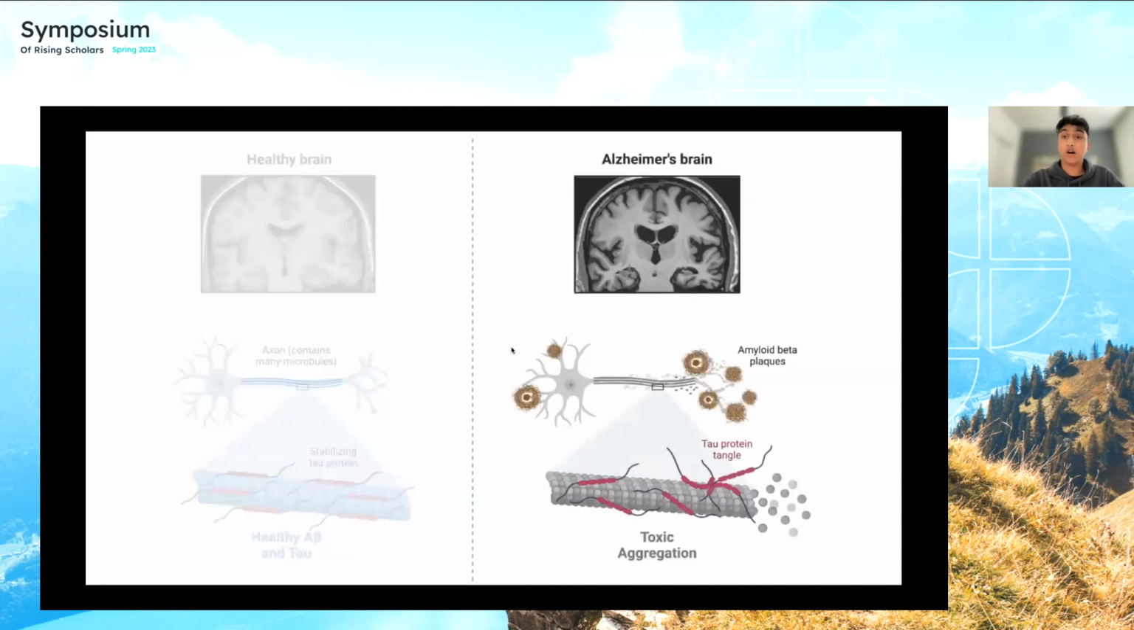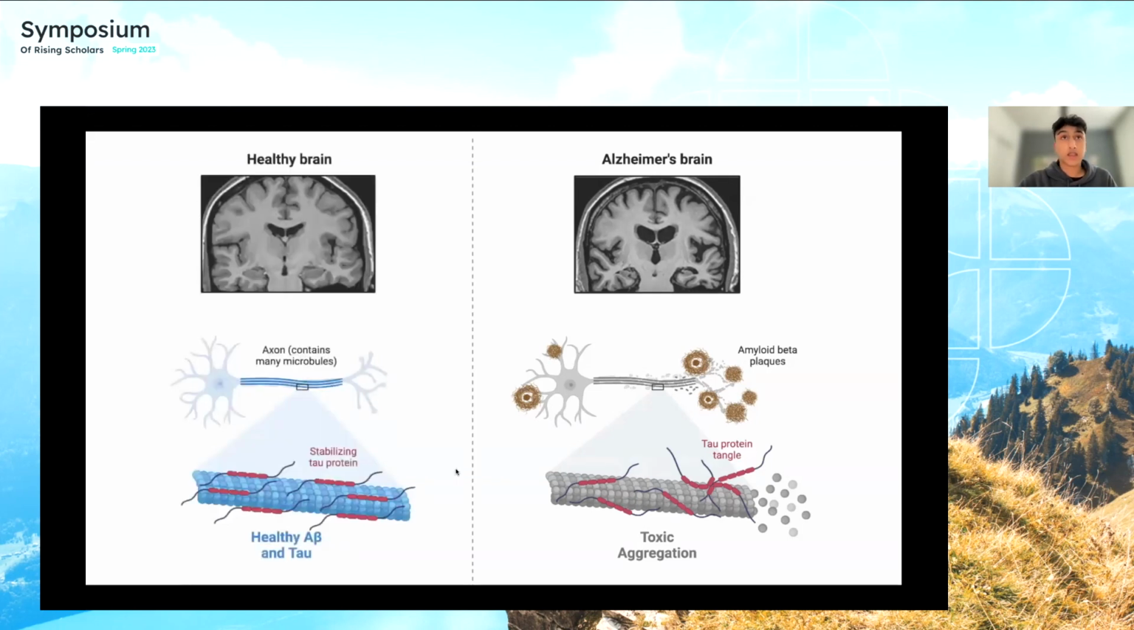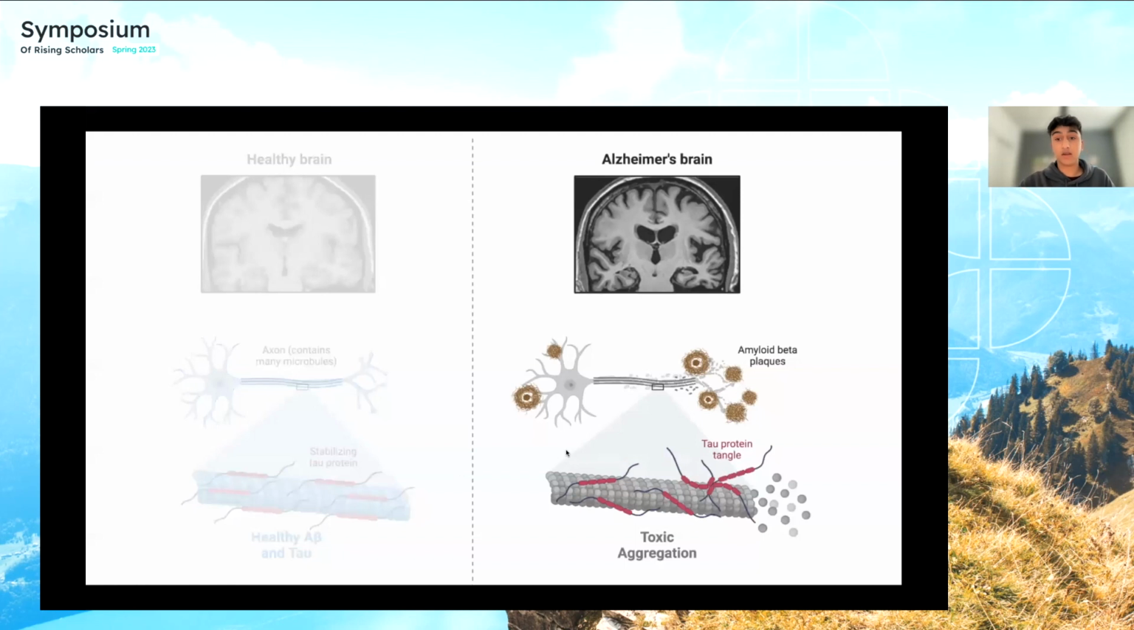What happens in Alzheimer's, however, is these amyloid beta proteins misfold, and they form thermodynamically stable aggregates called amyloid beta plaques. Also, the tau proteins that were bound to the microtubules get hyperphosphorylated, which means that a lot of phosphate groups are attached to these proteins. When that happens, they basically fall off the microtubules. The microtubules then disintegrate, and therefore the axons of the neurons also disintegrate.